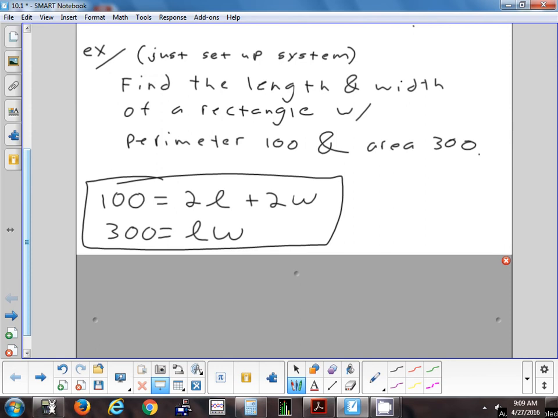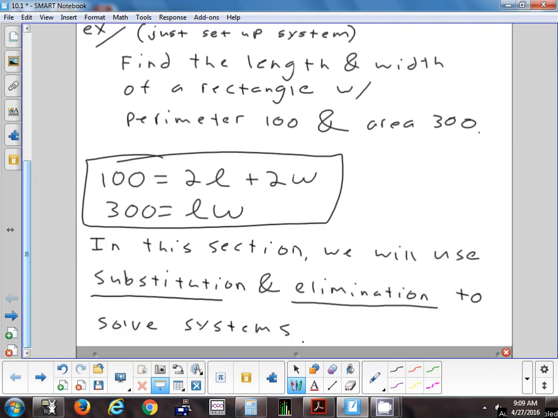All right. So the two main methods we're going to look at for solving systems here are substitution and elimination, both of which you've probably done in Algebra 1. What's going to be a little different is we're going to extend it to three variables, which usually you don't do in Algebra 1.